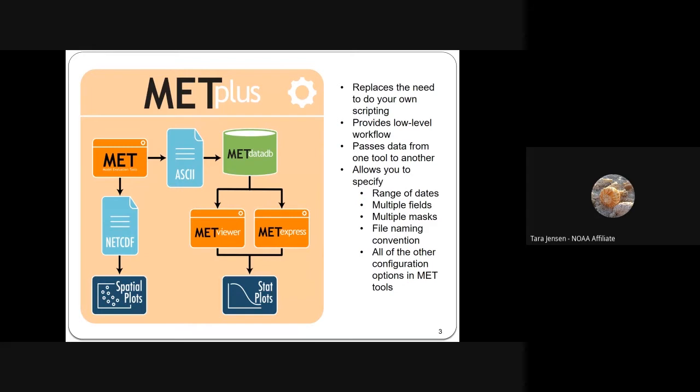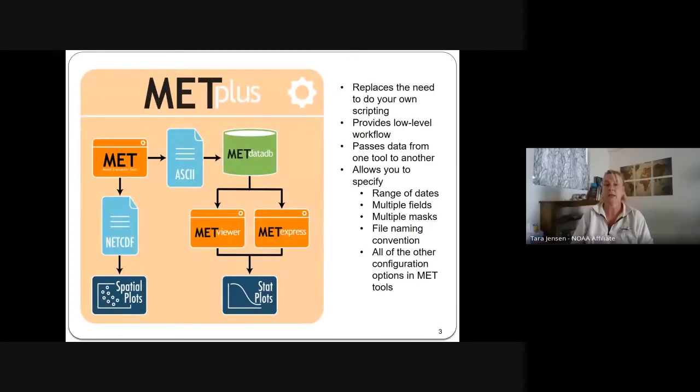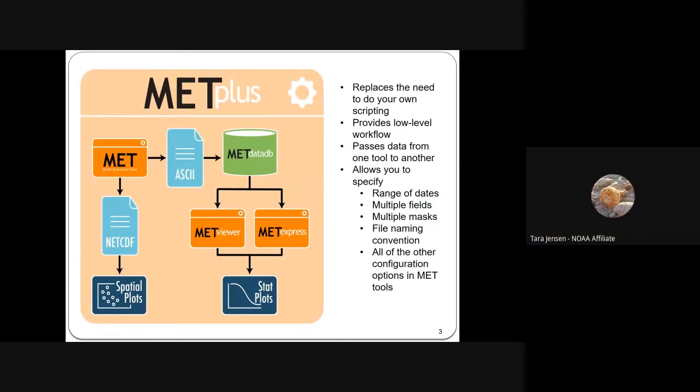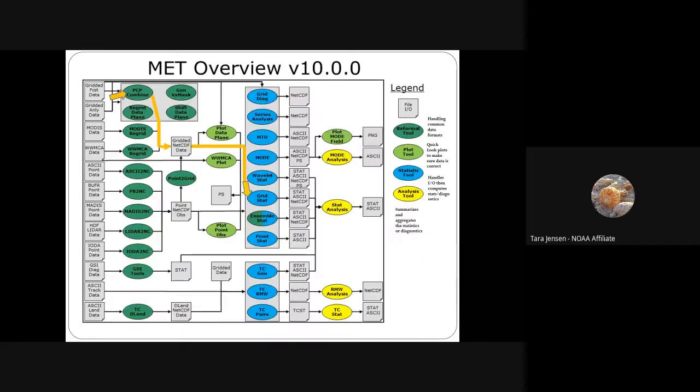in real time, to be able to set up a range of dates over which you want to compute the statistics and, you know, match up the fields, define multiple fields, define multiple masks, specify file naming conventions so those date ranges can just drop into the file naming convention, whether that's in the path or in the actual file names, and then all the other configuration options in the METplus tool. So we've got it wrapped to try and make it a lot easier to get set up and running and using on a large quantity of data rather than just one file at a time.